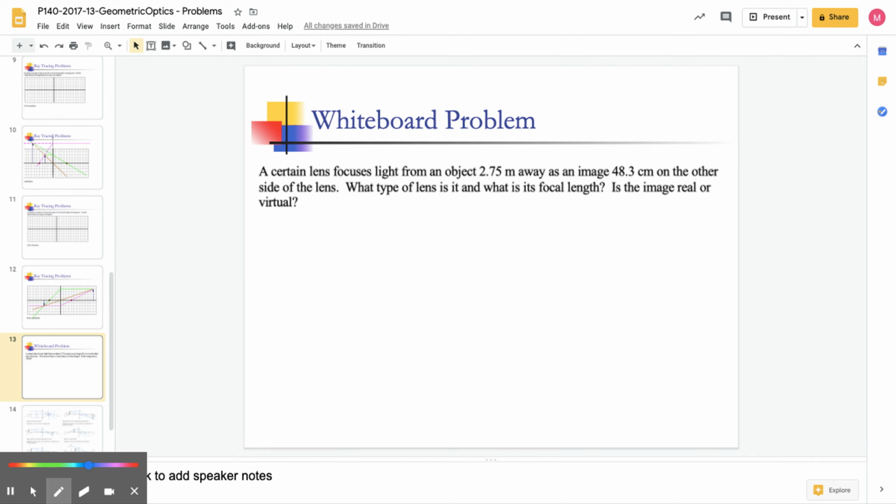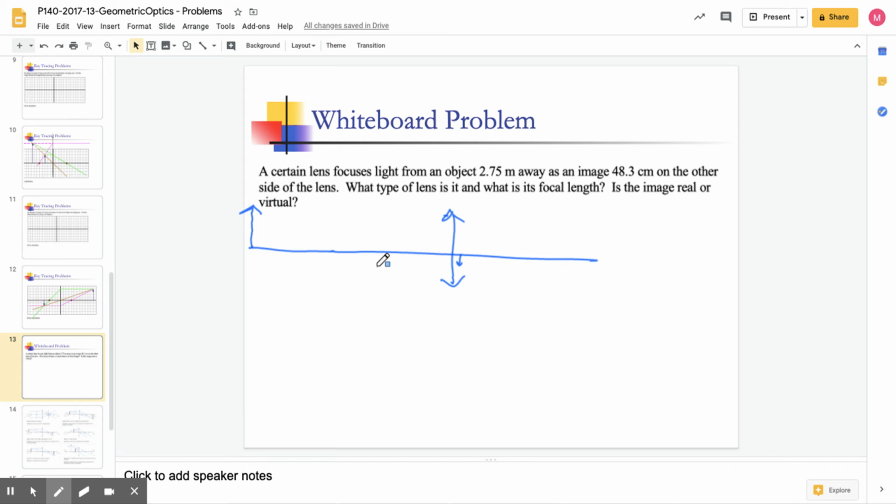We've done a number of ray tracing problems, and I just wanted to show you a cheat sheet about ray tracing to give you a feel for what's going on. In this example, my object is 2.7 meters away from the lens, and my image is 48 centimeters away. So the object distance is a lot bigger than my image distance. If this is my positive lens, it's like I have an object way back here, and then an image over here. I'm going to say that my image is inverted, something that looks like that. That would be my guess.